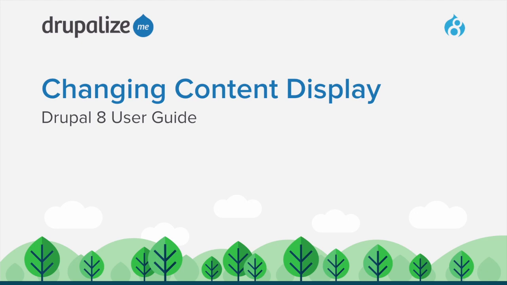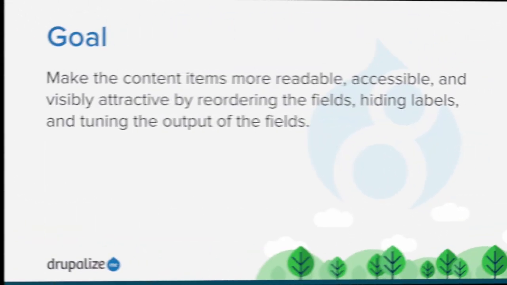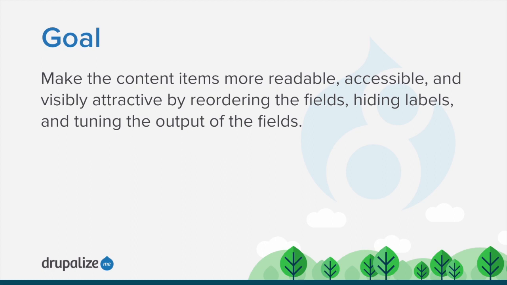In this tutorial, we'll walk through the process of changing how content on our site is displayed. By the end of this tutorial, you will understand how to make content items more readable, accessible, and visibly attractive by reordering the fields, hiding labels, and tuning the output of the fields.